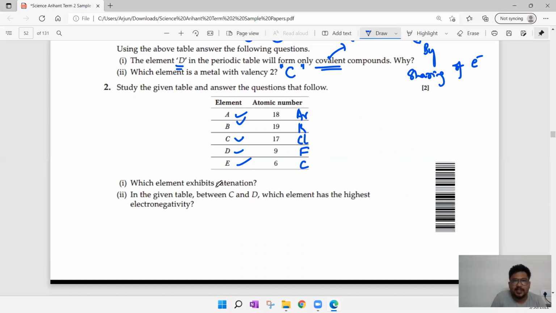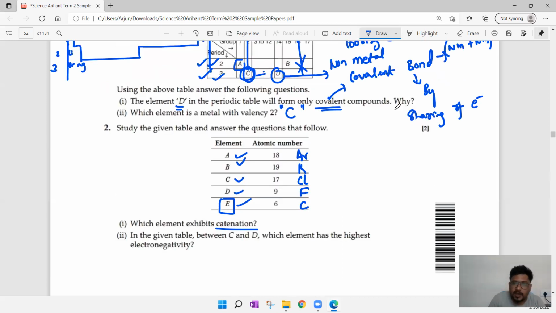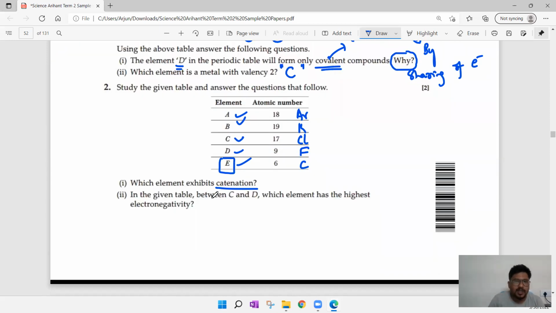Which element exhibits catenation? Catenation is the word which you can observe in chapter 4, chemistry, carbon and its compounds. So literally you can write E is the answer. Why? Because carbon. And they are asking which element exhibits catenation, that's it. They didn't ask you why. In the first question they asked why, so there you have to explain. But in this one, they did not ask you why, so no need to explain. Don't waste your time. Which element? Just write E. And also here I'll tell you one thing. E element atomic number is 6, and atomic number 6 is carbon. What is the symbol for carbon? C.